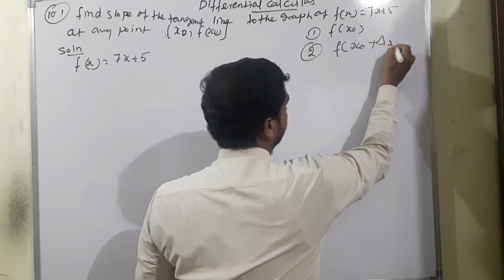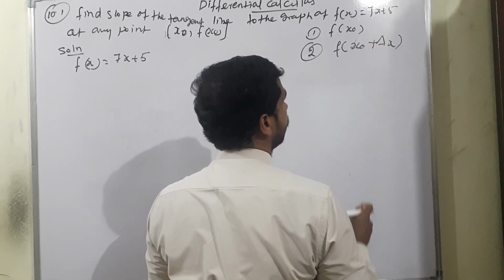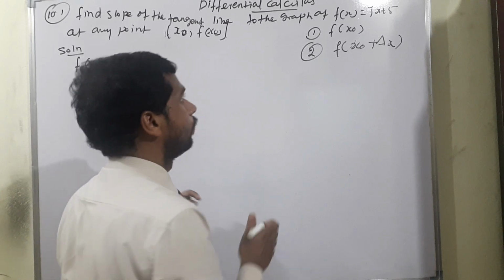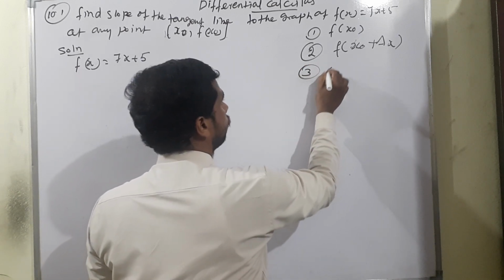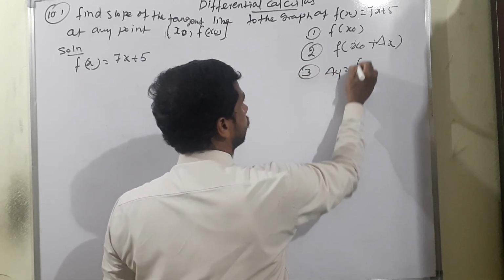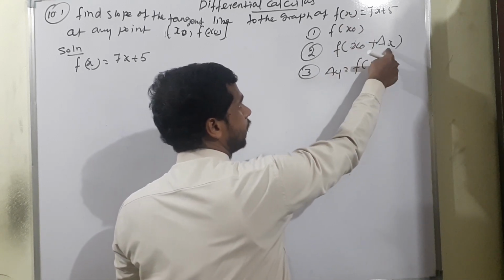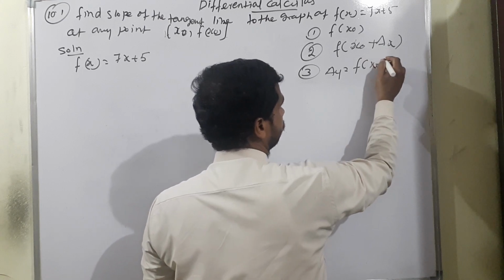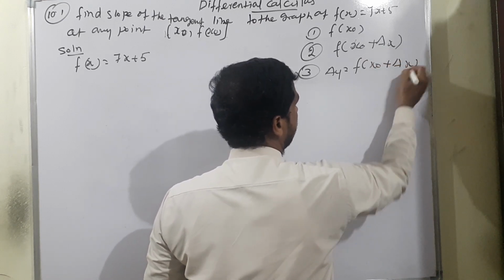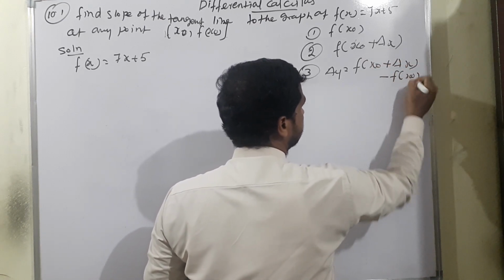Then the second condition: you have to apply the change of the value, the del x. Now the third one, the change of y, means del y is equal to the difference between f of x naught plus del x minus f of x naught.